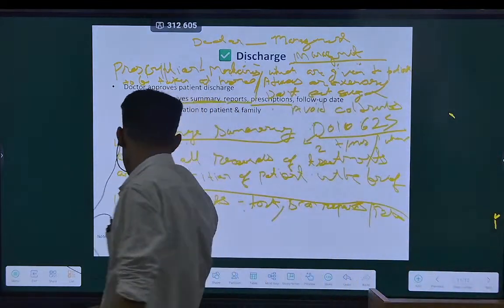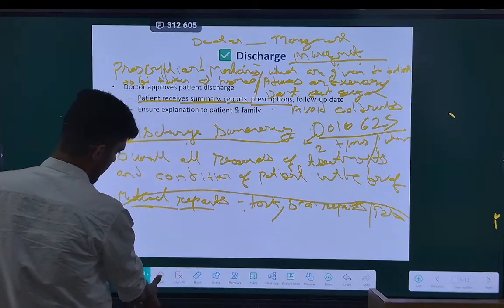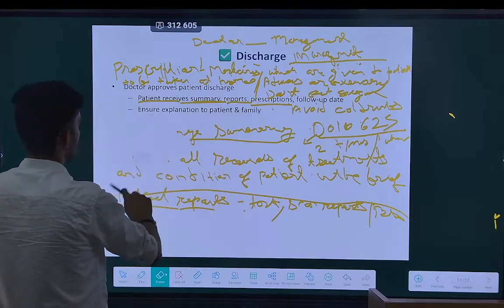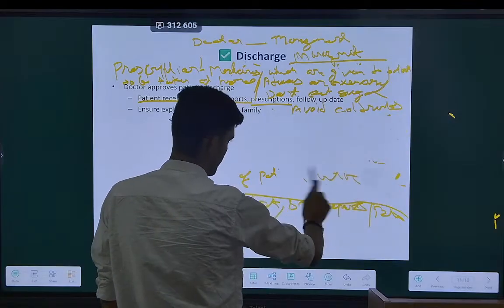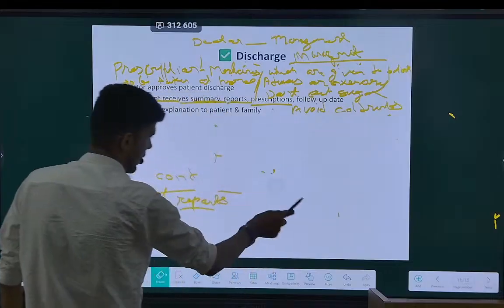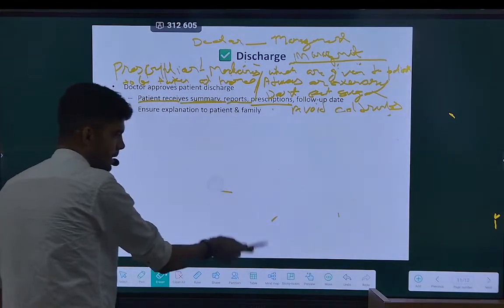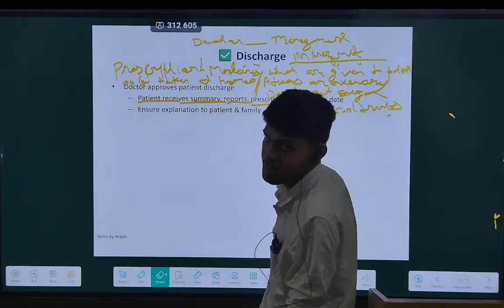So after prescription, what else is there? What else is there after the prescription? Patient came, patient got admitted, patient got treatment, patient got billing, and now patient got discharge also.